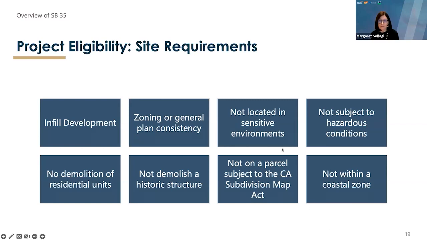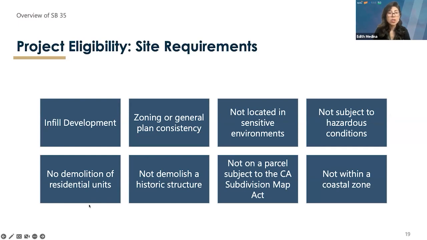Yes. Next is not located in a sensitive environment. This means that the project cannot be, for example, on prime farmland, wetlands, a community conservation plan area, or a habitat for protected species. And then a project cannot be subject to hazardous conditions. This can mean that the project cannot be, for instance, in a very high fire hazard severity zone, or an earthquake fault zone, or a floodplain, or a floodway. I know we've had a lot of rain, and there have been some properties affected by the rain and floods.